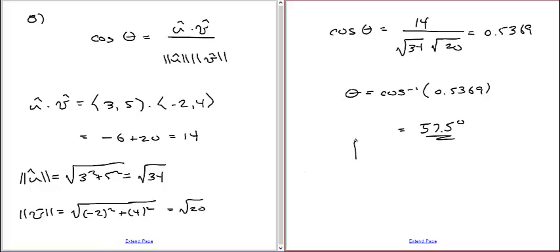And if you plotted these two vectors, this is 3, 5. So 1, 2, 3, 5. That's probably about up here somewhere. And then negative 2, 4. So that's about here. And the angle, this is theta. And so that 57 looks pretty reasonable.